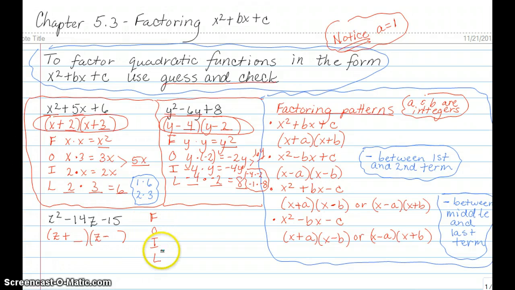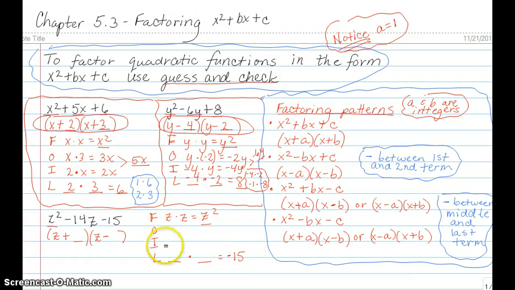Now, first term, always easy. It's going to be z times z. That's because the a value is 1. So z times z equals z squared. So that checks out. Then we go to the last term. The last term is really the key here. So you know that you need to have a -15. You're going to need to have something times something that equals -15.